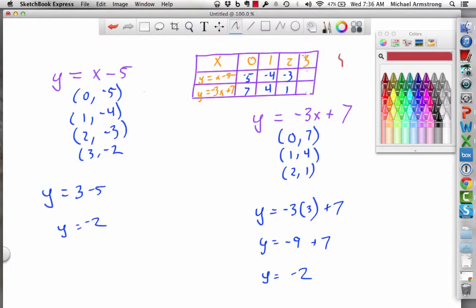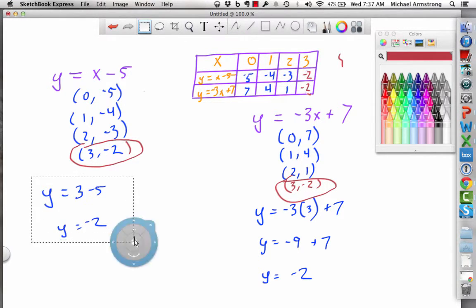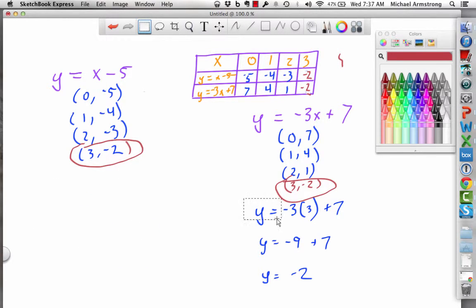All right, so here I put in 3 and I got -2. And here I put in 3 and I got -2. And this is sort of the magic moment that I try to destroy. We got the same answer, the same y for the same x. So I have a 3, -2 for this one. And I have a 3, -2 for this one. And that's important. That is the final answer. That's what we've been looking for. This is the point where the 2 lines cross.